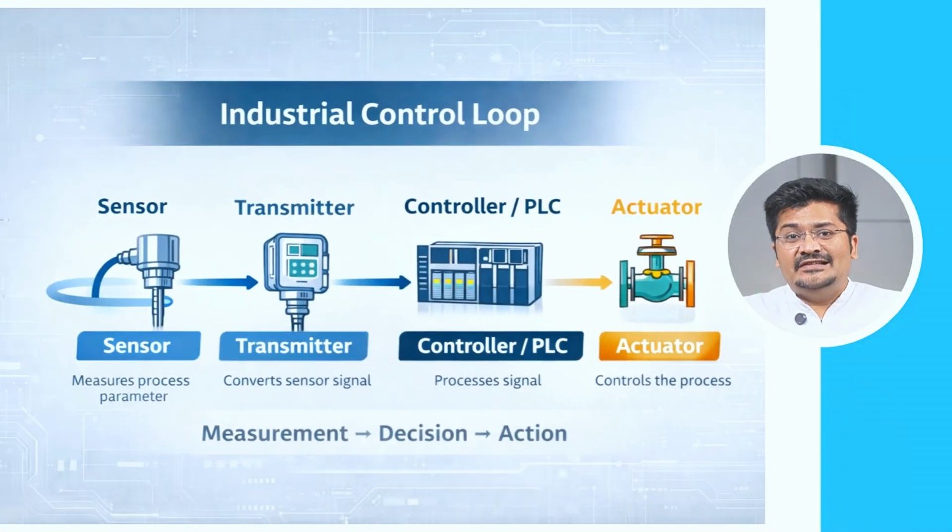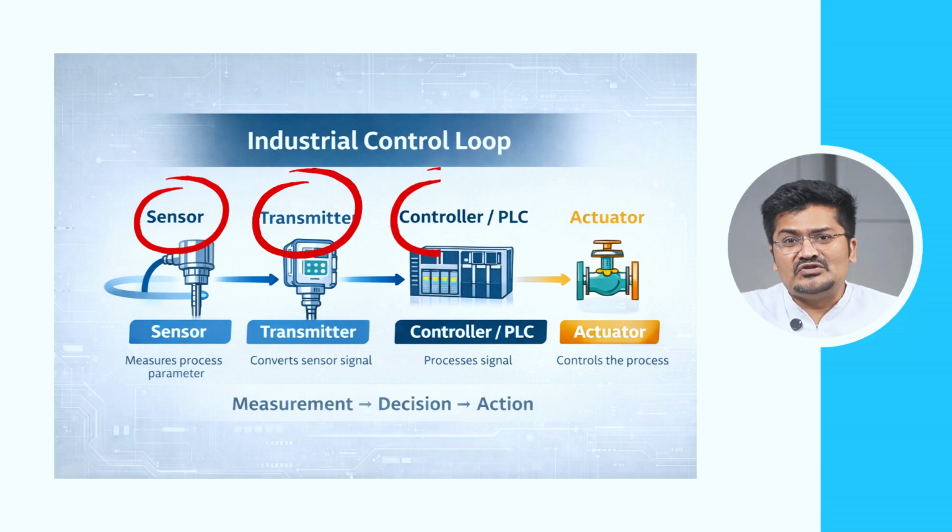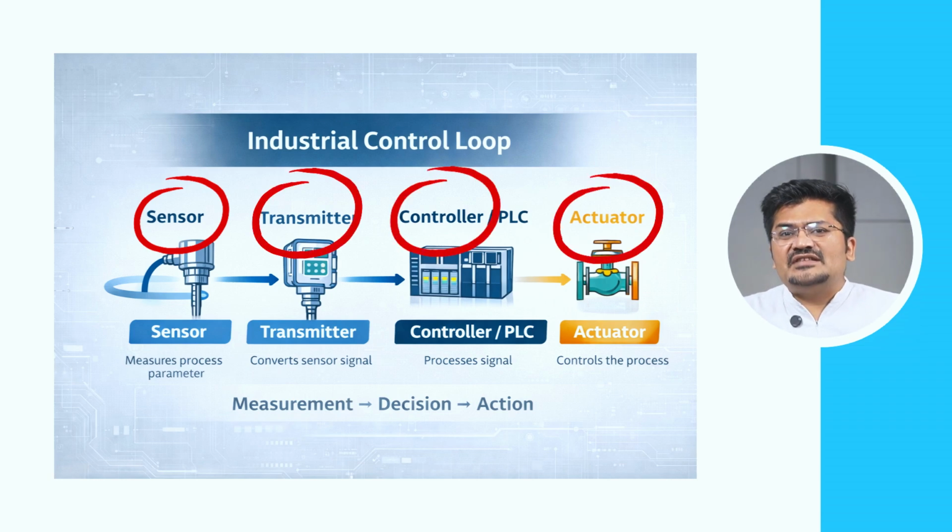We also understood the control loop concept. Also, we have checked that sensors, then transmitter, controller and actuator. Now, the next important question is, how does a sensor communicate its measurement to the system? Because a sensor sitting inside a tank or pipe must somehow send the information to the control panel. And that is where instrument signals and communication systems come into the picture.